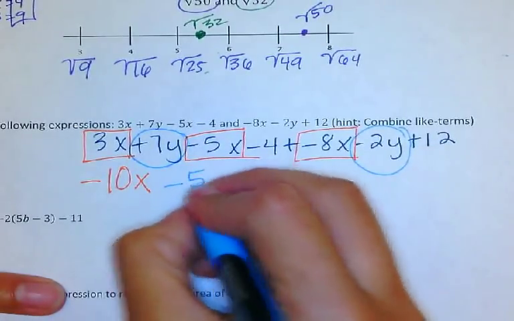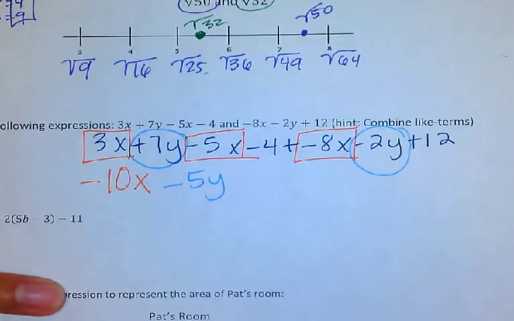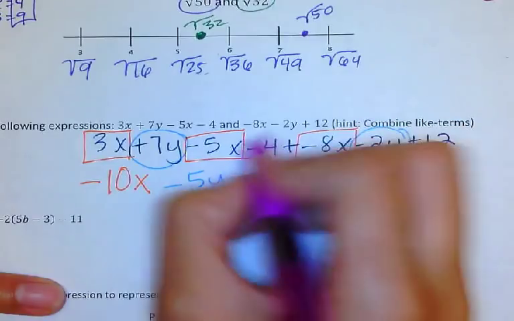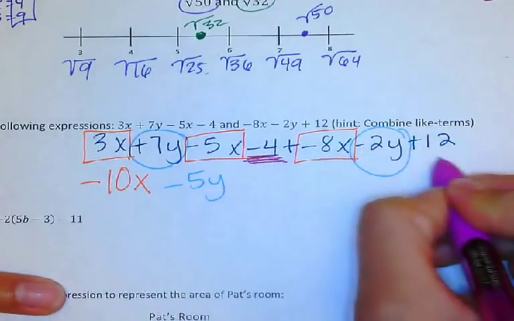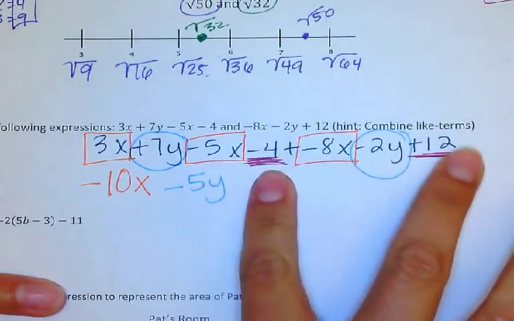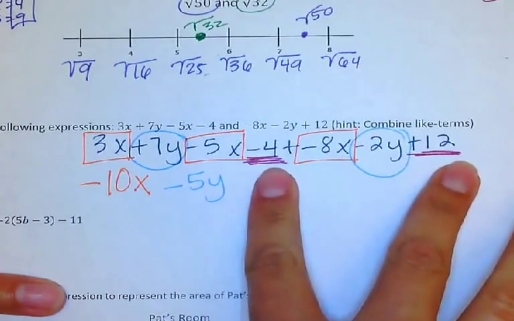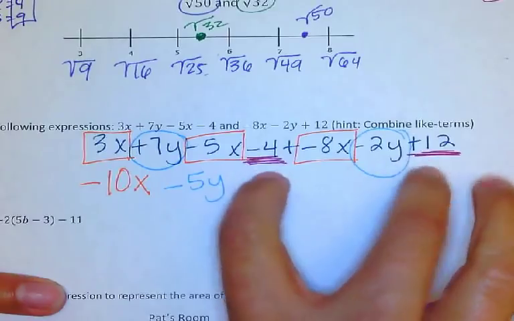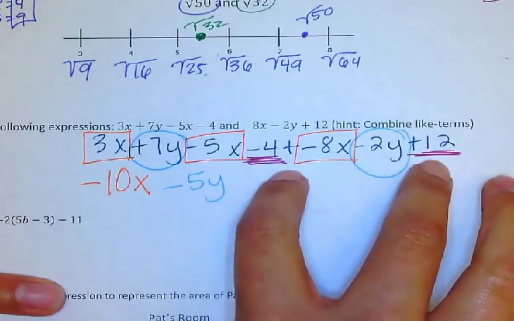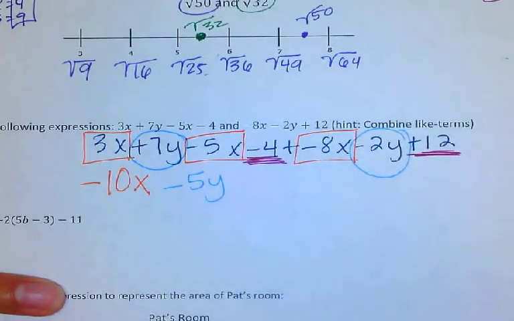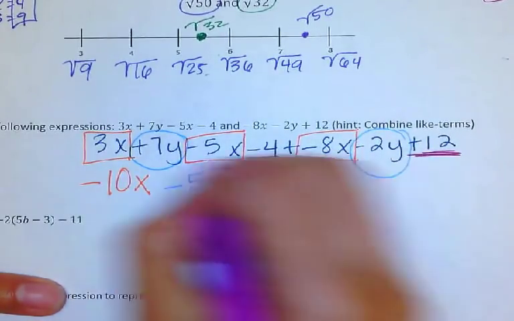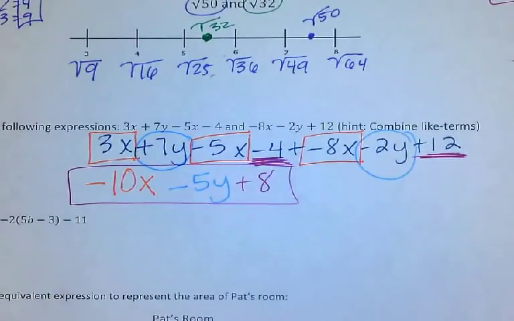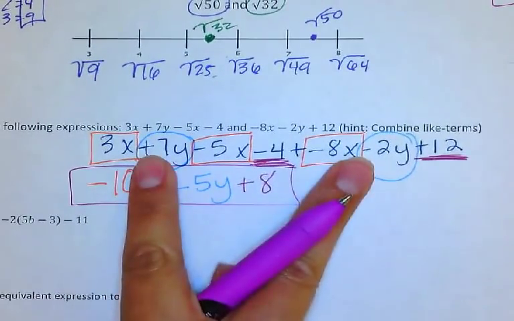So negative 5y. And then finally, the constants, or the numbers that don't have variables, would be the negative 4 and 12, and positive 12. They're different signs, so you subtract. So that would give me 8. And then you keep the sign of the largest, which is 12, so plus 8. And that will give your simplified expression when you add these two together.